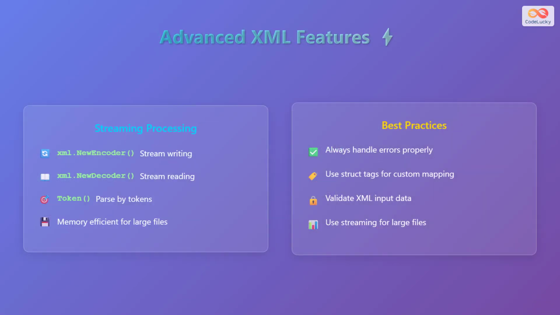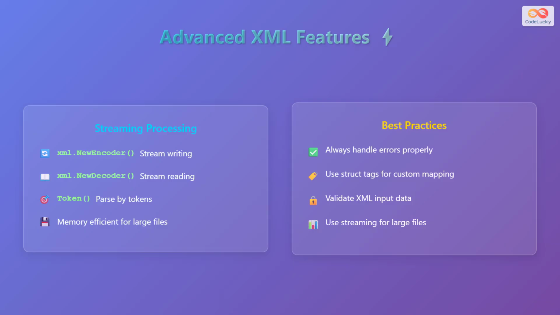For advanced XML processing, Go offers streaming capabilities that are particularly useful for handling large XML files. The xml.NewEncoder function allows you to stream write XML data. The xml.NewDecoder function allows you to stream read XML data. The Token function allows you to parse XML data by tokens, giving you fine-grained control over the parsing process. Streaming is memory efficient for large files, as it processes the XML data in chunks rather than loading the entire file into memory at once.